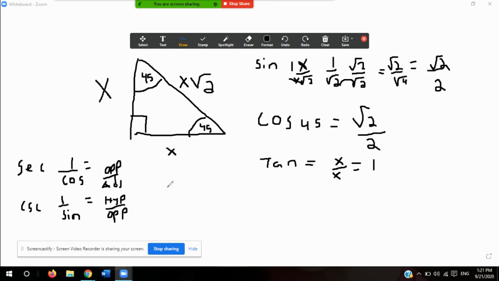So I'm going to say x times the square root of 2 over x. Okay, so x times the square root of 2 over x. Now, what's going to happen there is I have x.